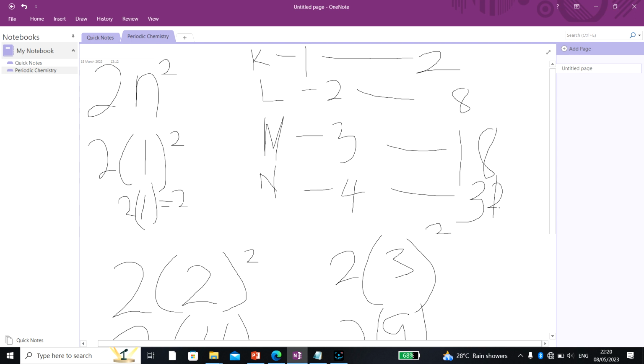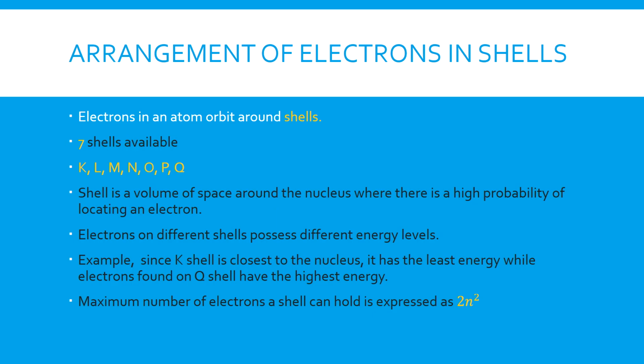Sorry for the mistake here. So that's 32. It means that the K shell takes 2, L 8, M 18, and then N 32. Let's look here. Well, let's continue.